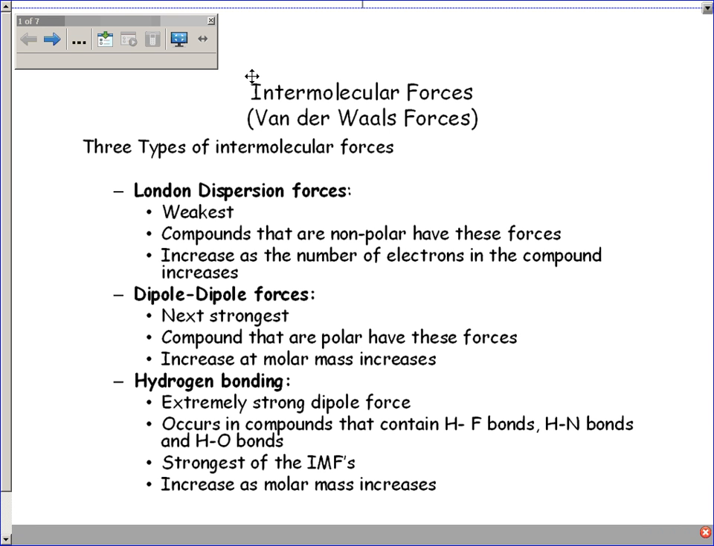So the first is going to be London dispersion. Every compound has London dispersion. This is the weakest. Every compound, with the exception of ionic compounds, has London dispersion. Now, for consistency's sake, we're going to say that molar mass determines the strength.